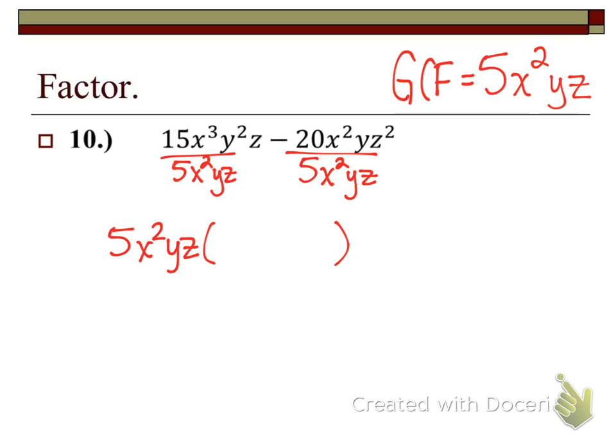15 divided by 5. X cubed divided by x squared, sorry. X. Y squared divided by y. Z divided by z. Cancel out. All right. Drop that minus sign in the middle. 20 divided by 5. X squared divided by x squared cancels out. Y divided by y cancels out. Z squared divided by z is a z.